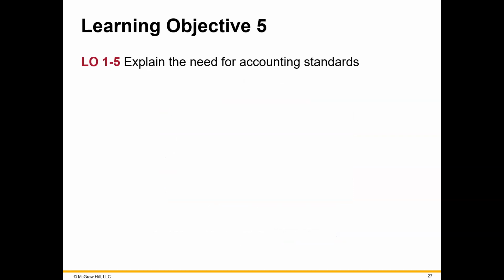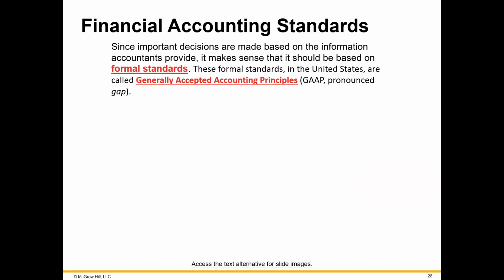So now let's talk about accounting standards, right? Since we have people making really important decisions, these are not all just people buying 15 or 20 shares of stock. These are some people that are buying thousands and thousands of dollars in stock at a time. These are banks that are lending out millions and millions of dollars to a company. It is important that the information that these decisions are being based on has formal standards. Okay? These formal standards in the United States are called generally accepted accounting principles. You will hear me mention this a lot throughout the course of this class, because these are the rules that we follow in this class.